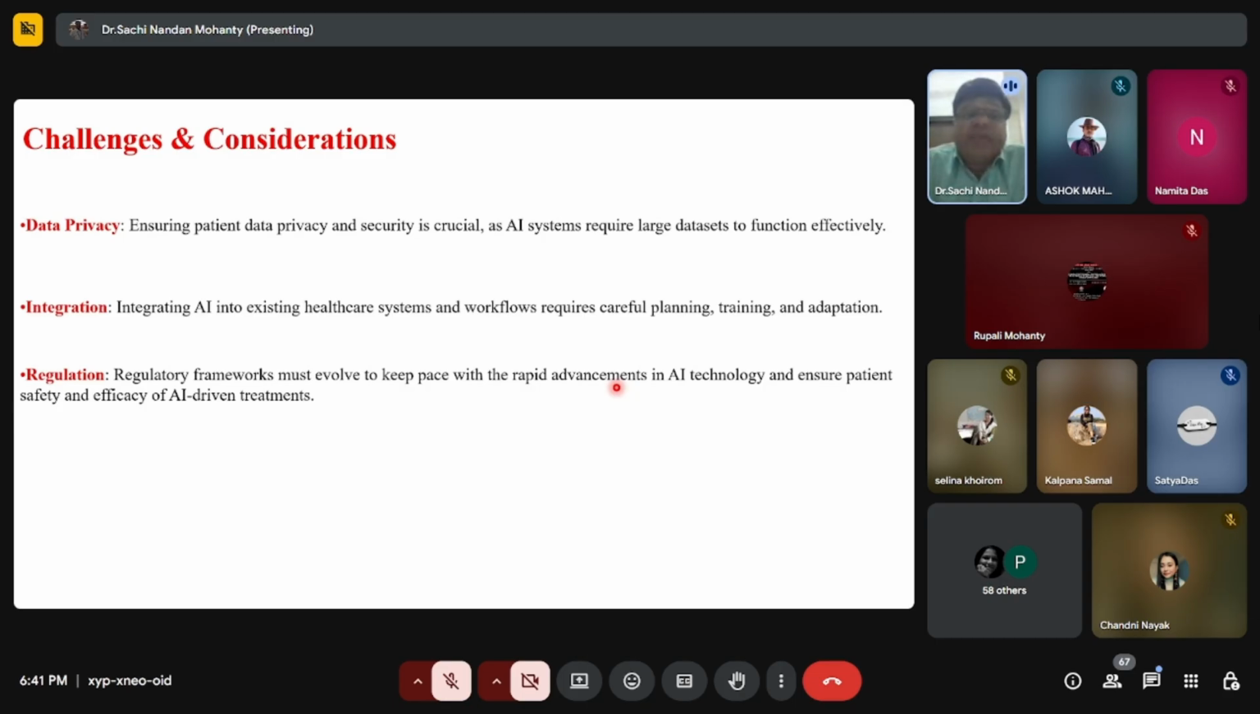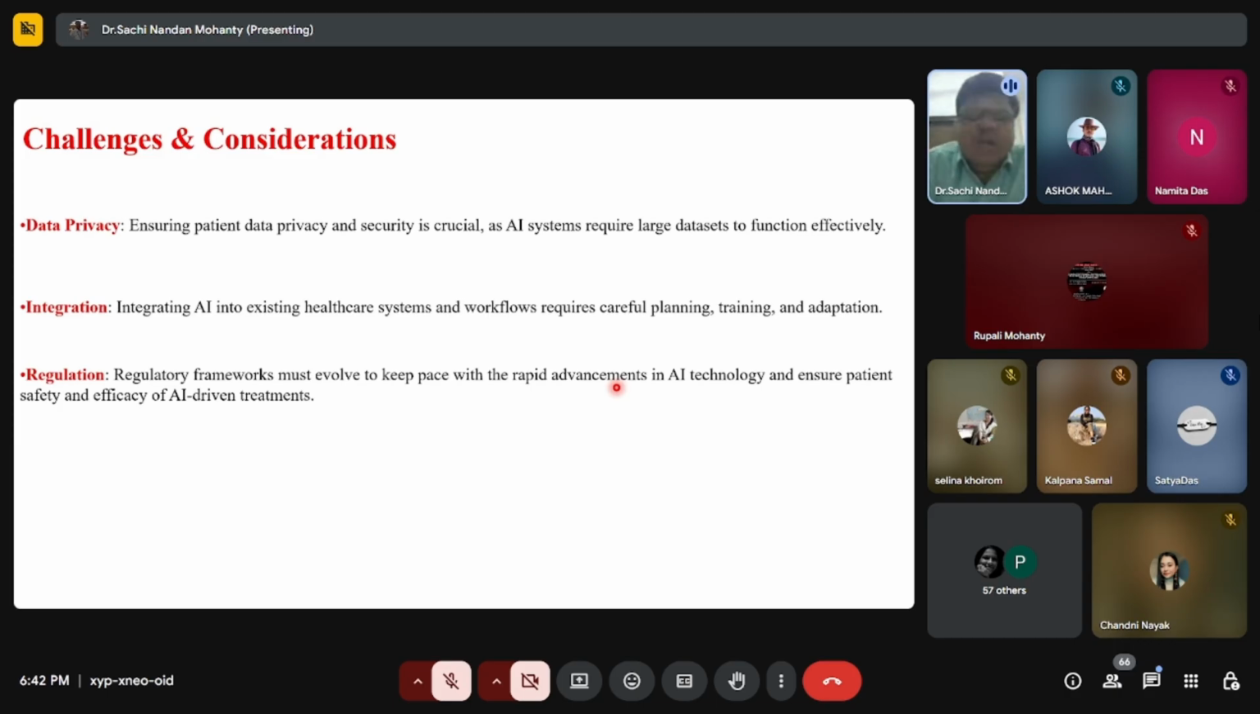So the first thing is data privacy. Data privacy is a major challenge nowadays. When patient data is entered, the data should be hidden and security is crucial. AI systems require large databases to function effectively. Then integration. Integration means you can integrate AI into different types of healthcare systems. The workflow requires careful planning, training, or adaptation. Then regulation: a regulatory framework must keep pace with the rapid advancement of AI technology, to ensure patient safety and the efficacy of AI-driven treatment.